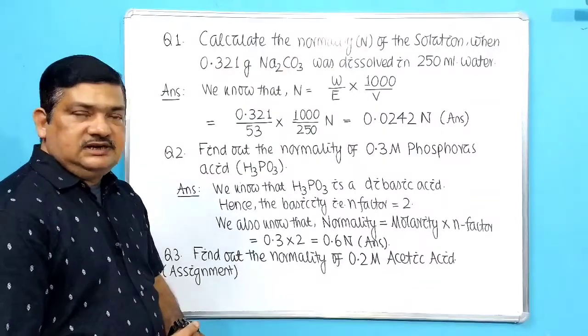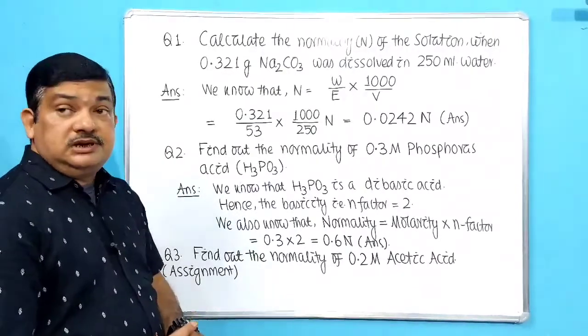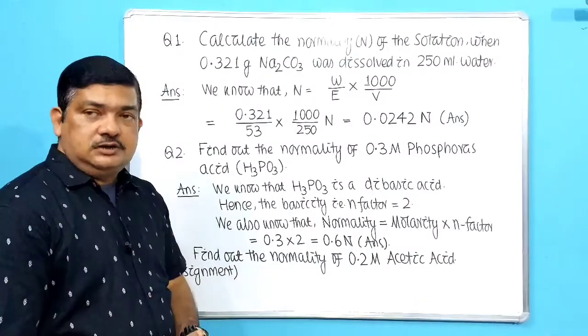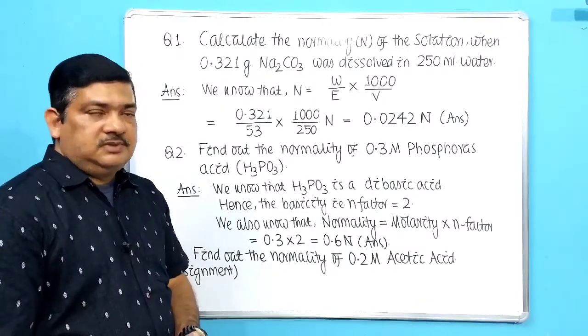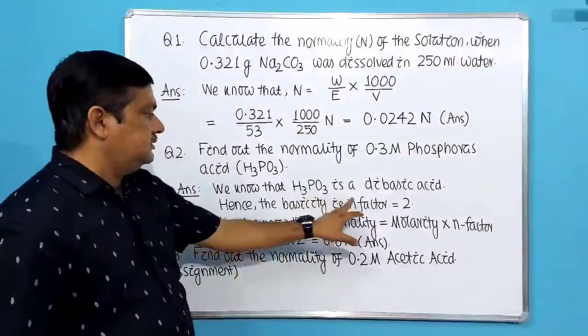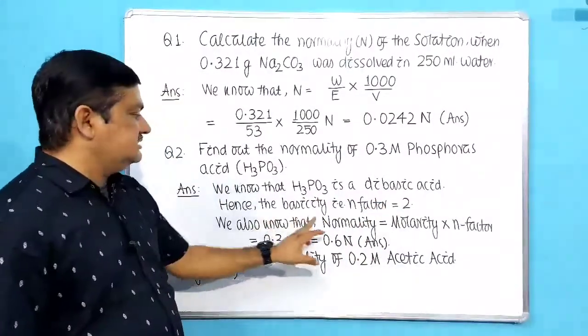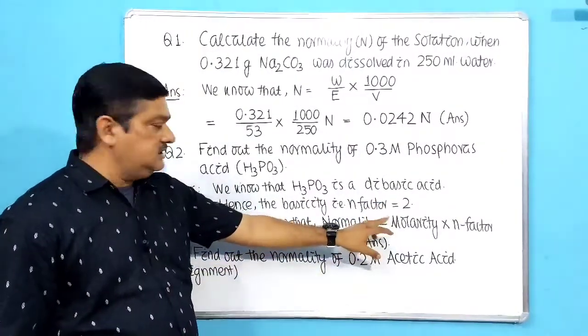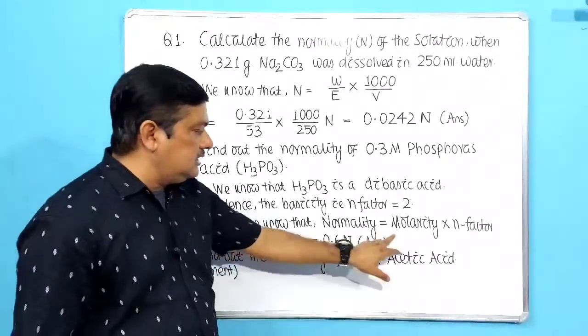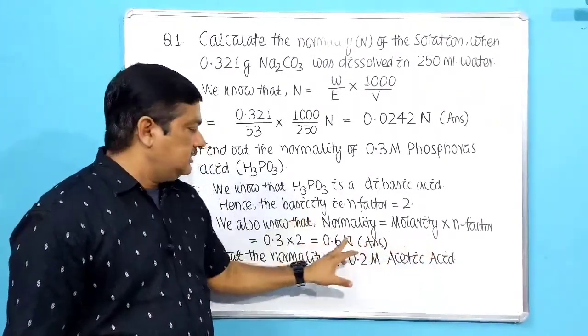You know the formula of phosphorus acid is H3PO3 and it's a dibasic acid. That means its basicity is 2. So n factor is 2. Basicity is 2 means n factor is 2. So we know that phosphorus acid is a dibasic acid, hence the basicity or that is the n factor is 2. Then just I discussed that normality is equal to molarity into n factor.